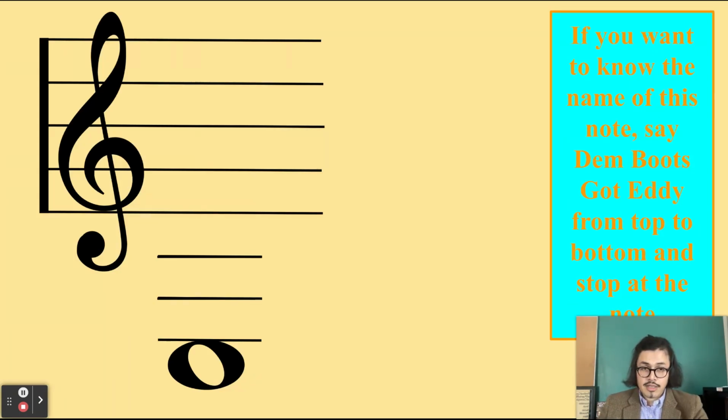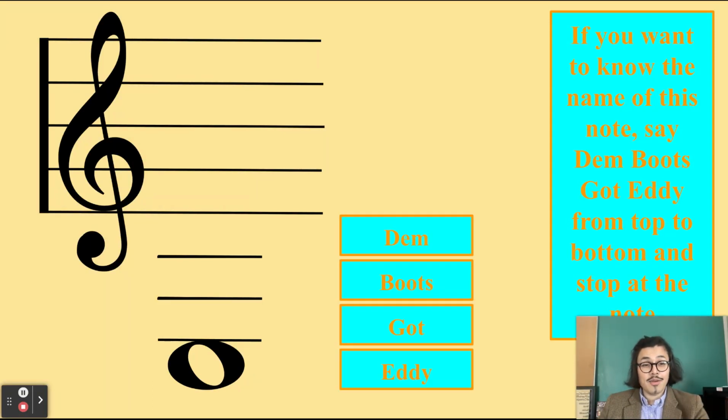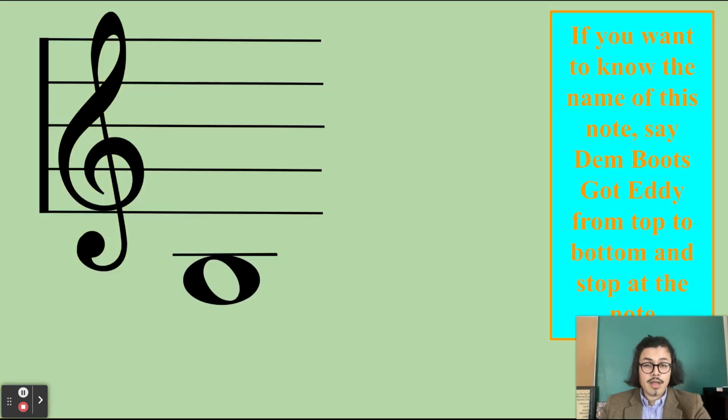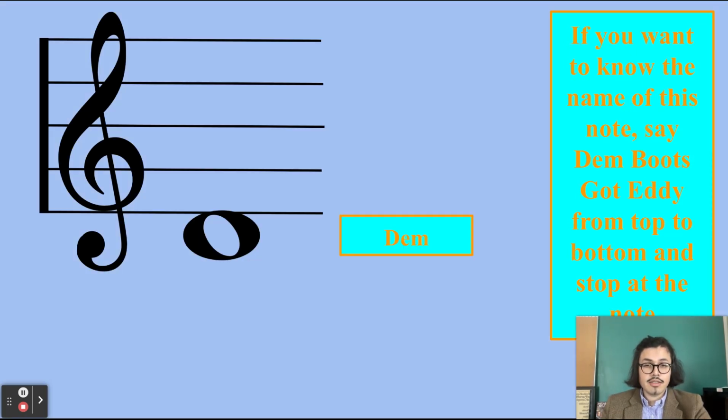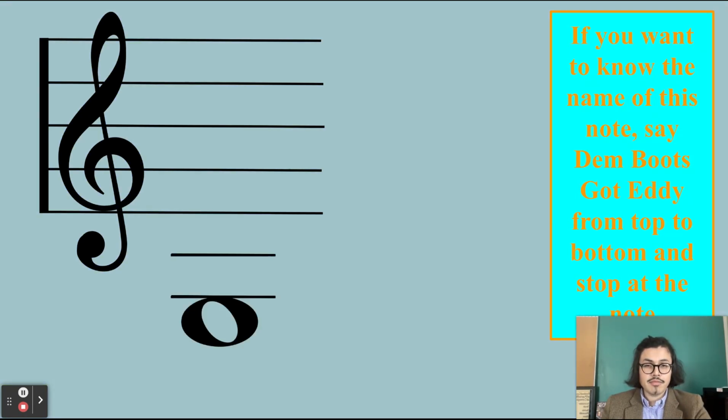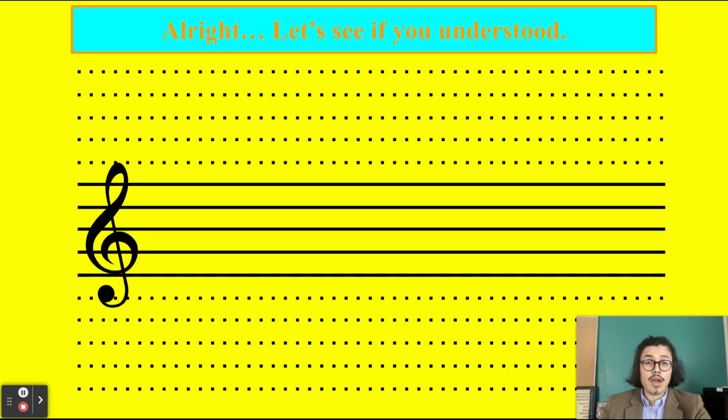So let's say the phrase again. "Them boots got Eddie." I know it's kind of funny, but hey, if you find a better phrase, you're free to use it. So since we end at Eddie, now we know that this note is an E. What about this one? "Them boots." That's a B note. "Them." That's a D. "Them boots got." That's a G. All right.